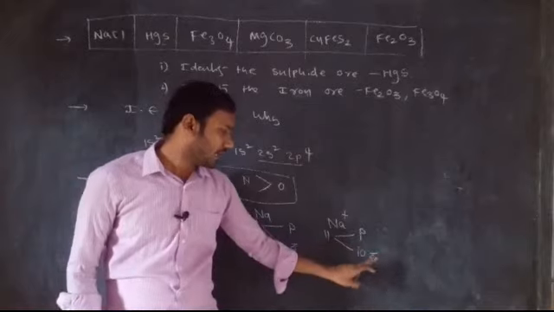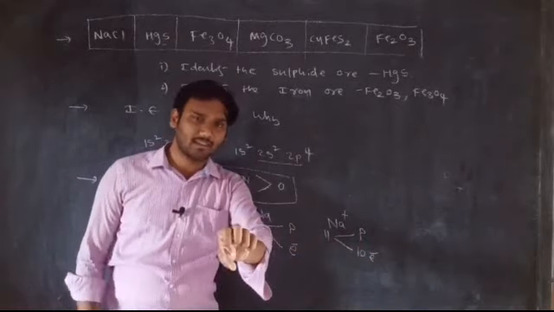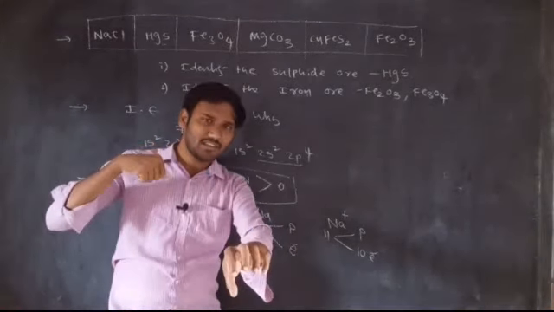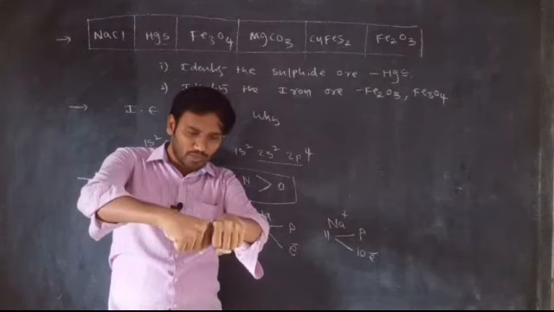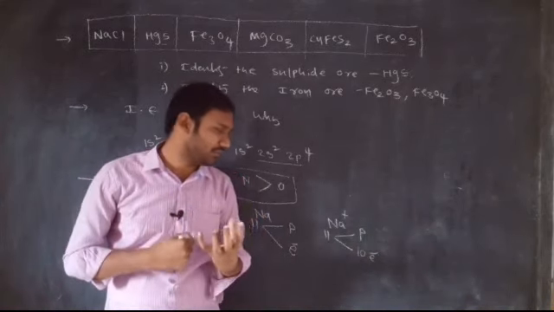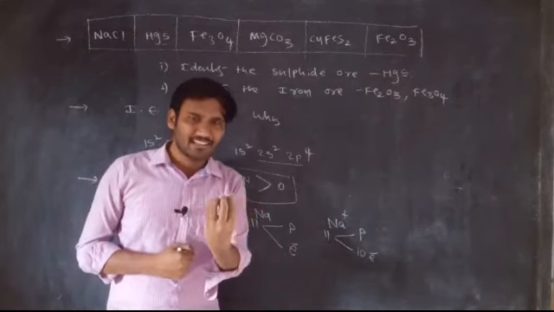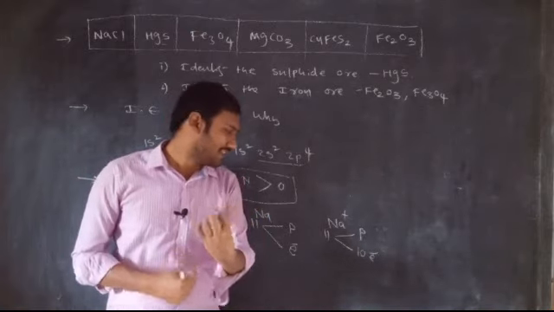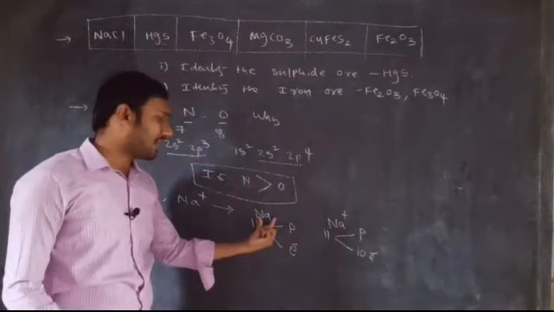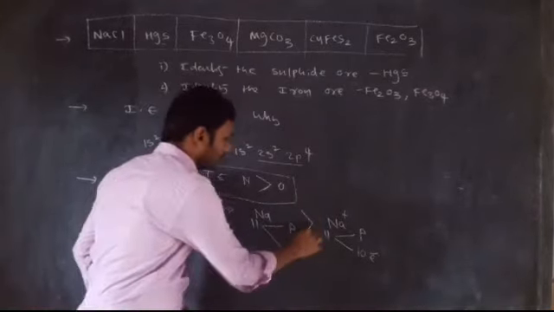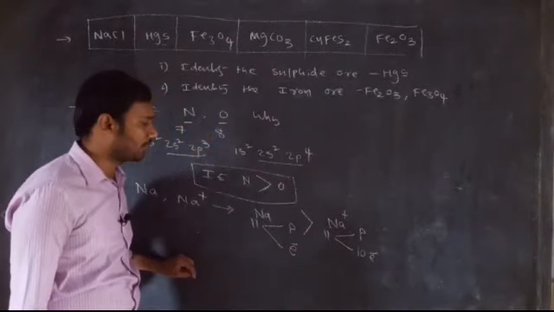But here, with 11 protons and only 10 electrons, these 11 protons attract the 10 electrons very strongly towards the nucleus. Because of that, the size decreases. That means sodium has a larger size compared to sodium plus. Sodium has a larger size compared to Na plus.